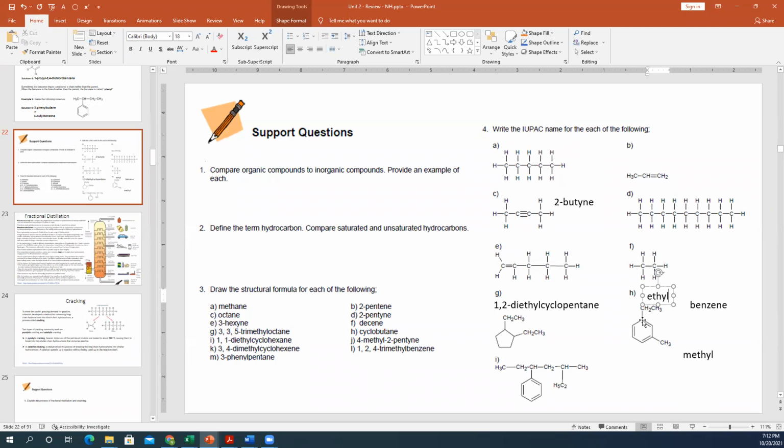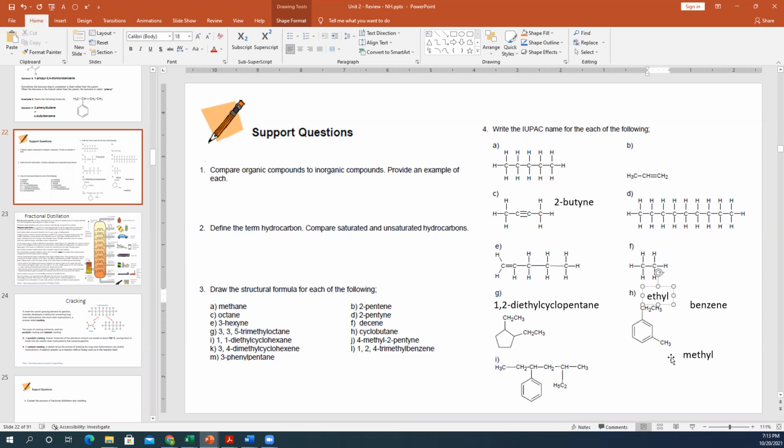Now, which way should we count? However way we count, we want our next one to be the lowest number. So we can either count 1, 2, 3, 4, 5, 6, or we can count the other way, 1, 2, 3, 4, 5, 6. If we count one way, it's going to be 1 and 3. If we count the other way, it's going to be 1 and 5. Which one should it be? Should it be a 1 and 3 or a 1 and a 5?